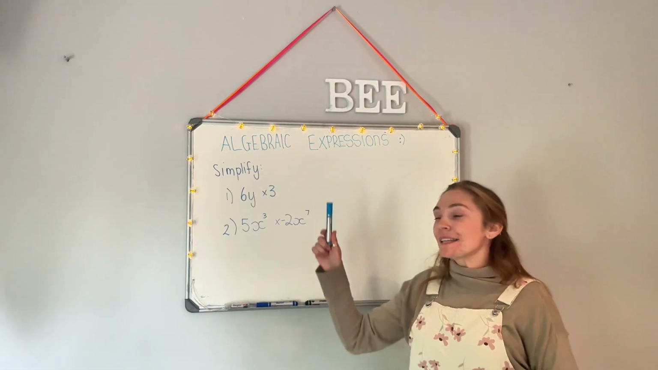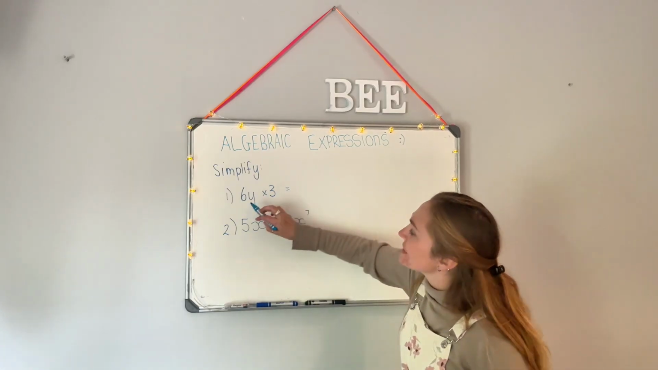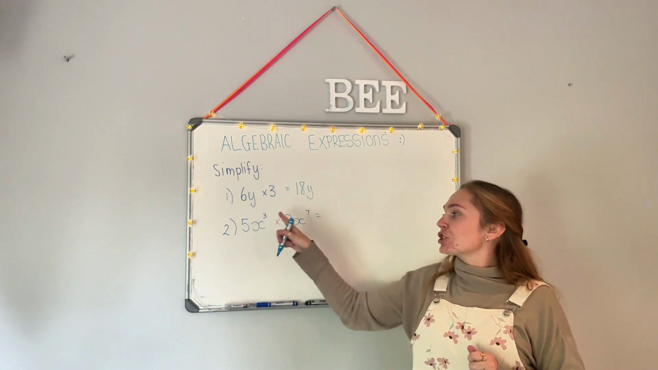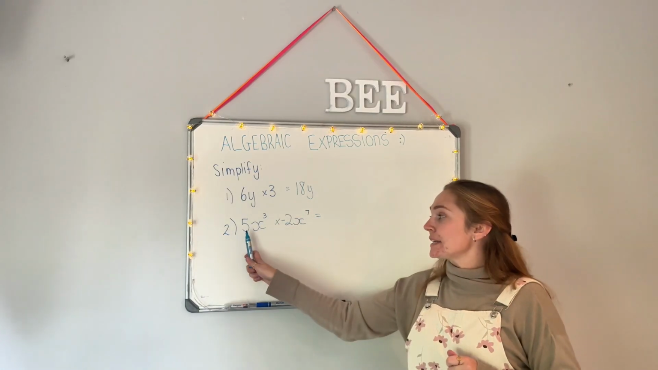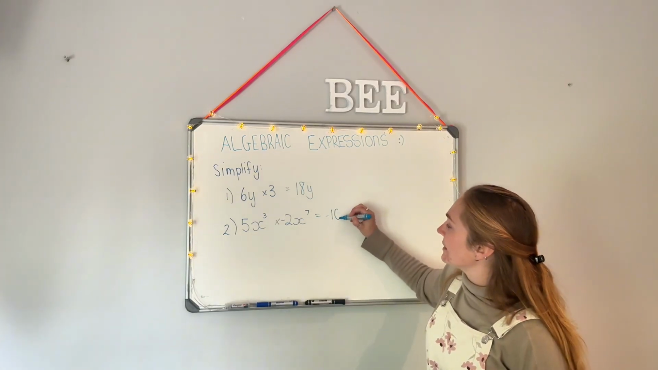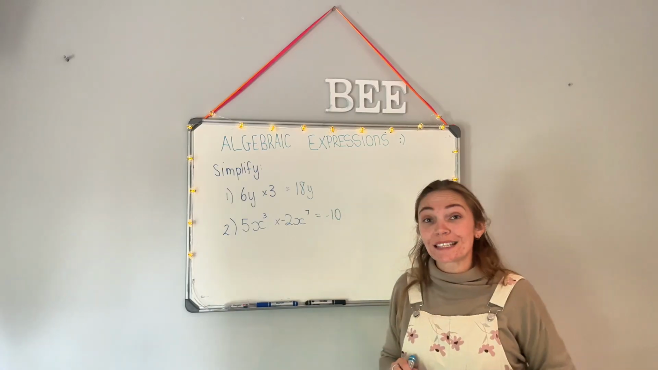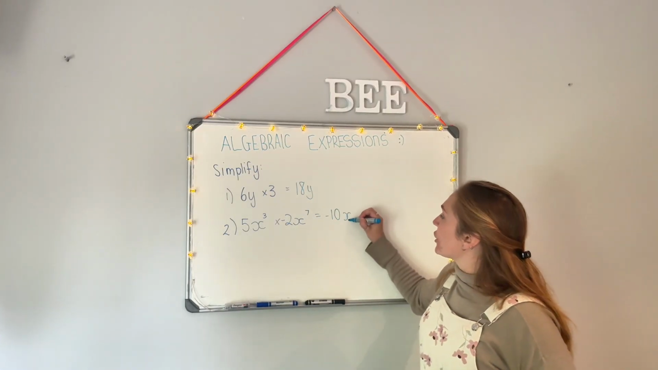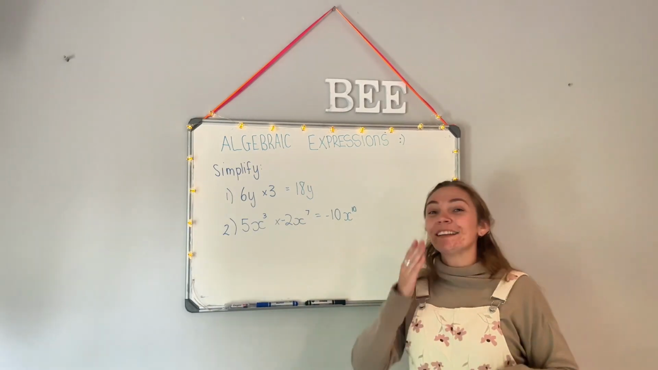Simplify the following. 6y multiplied by 3 is equal to 6 times 3 is 18y. 5x cubed multiplied by negative 2x to the 7. My numbers, 5 multiplied by negative 2 is equal to negative 10. When I multiply like bases, what do I do to the exponents? We add them. So x to the 3 plus 7 is 10. Now you try.